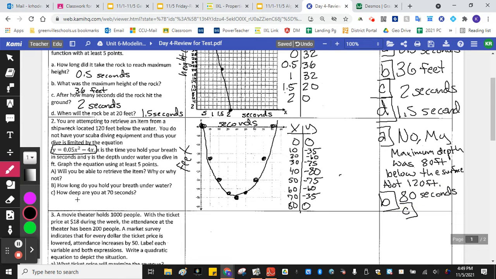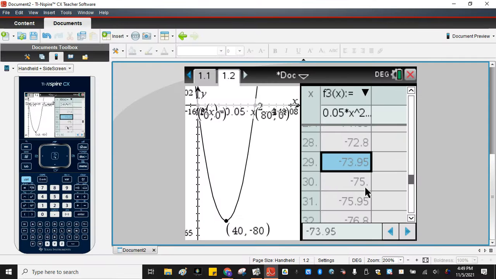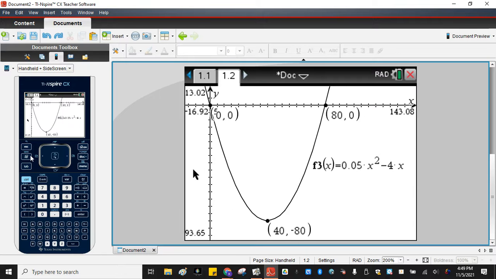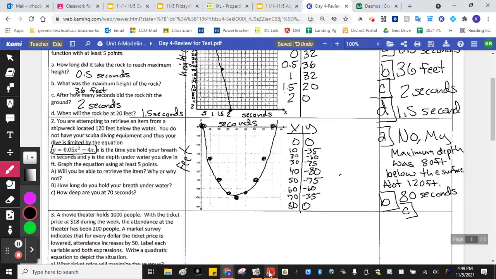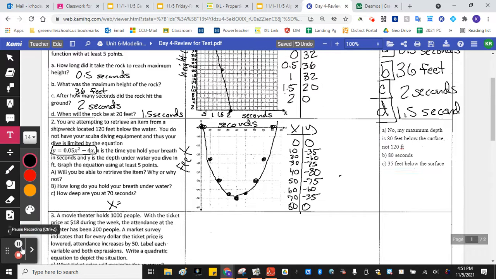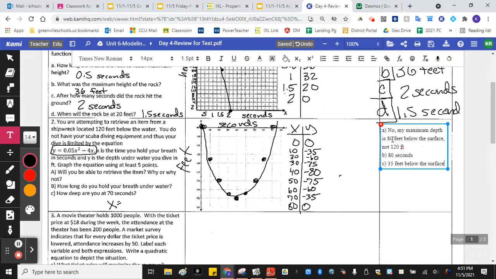C, we're in a room. How deep are you at 70 seconds? So this is, there. I couldn't get exactly 70. 70.2 is close, but not exactly. So it's close to 26. I lied. 70 seconds is your X, not your Y. 70 seconds is my X. So at 70, I'm at 35 feet below, or under 35 feet. There, I typed it. Hopefully you can see it. It's pretty small. Before it was too big, now it's too small.